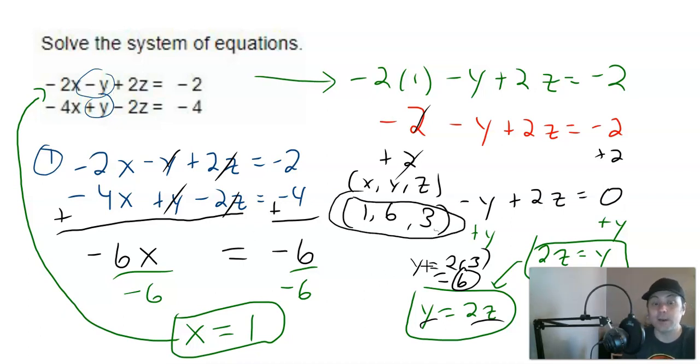This is one solution to the system of equations. You can test it out if you want. Take these numbers, plug them in for x, y, and z. You'll see that it comes out true for both equations. That's what makes it a solution. It has to work in both of the equations that were given to us. However, we can generate another solution.